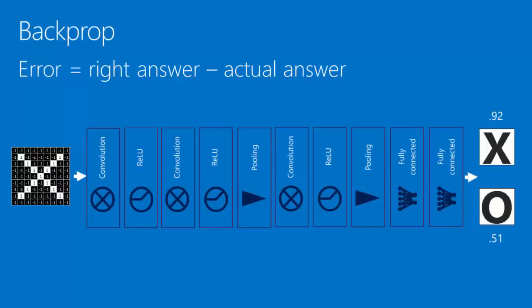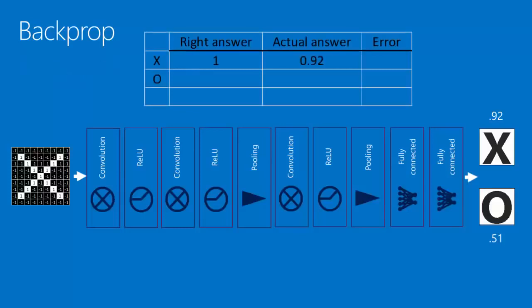So in this case, if we knew we were putting in an X, and we got a 0.92 vote for an X, that would be an error of 0.08, and we got a 0.51 vote for an O, we know that that would be an error of 0.49, actually an error of 0.51 because it should be 0. Then if we add all that up, we get an error of what should be 0.59.